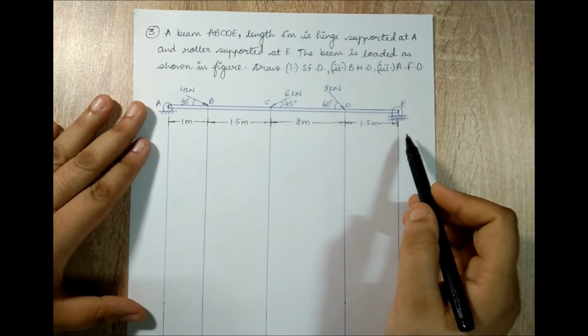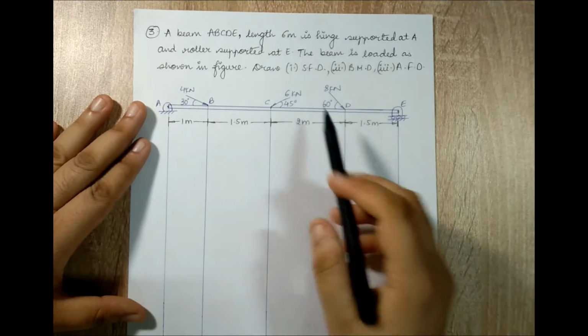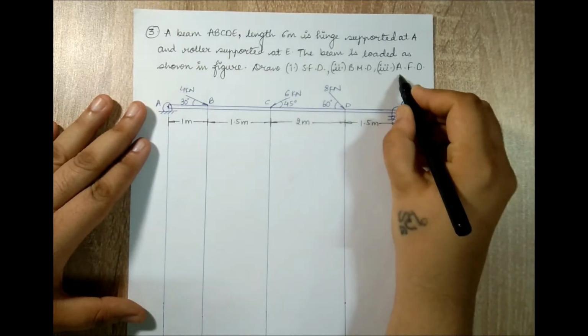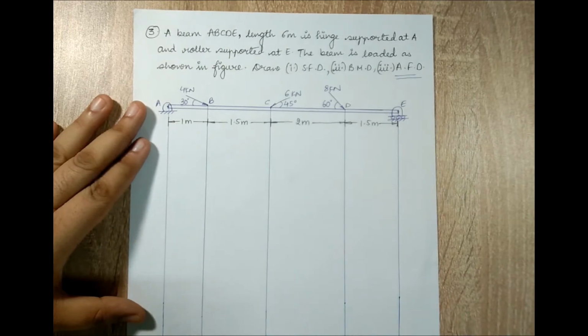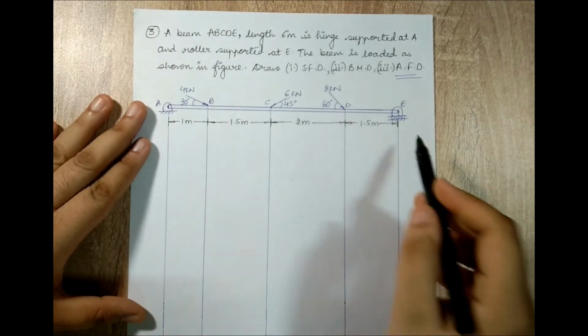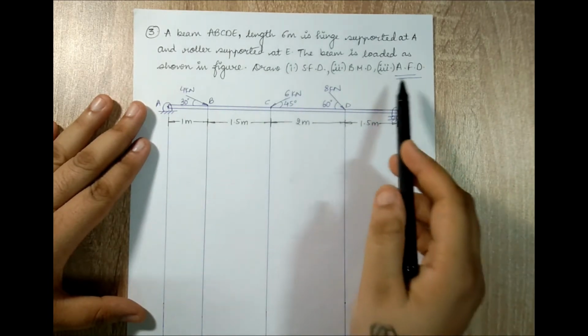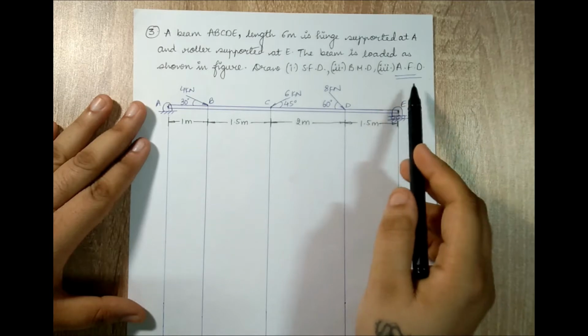The beam is loaded as shown in the figure. Draw the SFD, BMD and AFD. In this question, we have another extra term which we have to calculate, that is AFD. Now, if you look at the figure, AFD comes into picture when there are horizontal forces. AFD stands for axial force diagram.